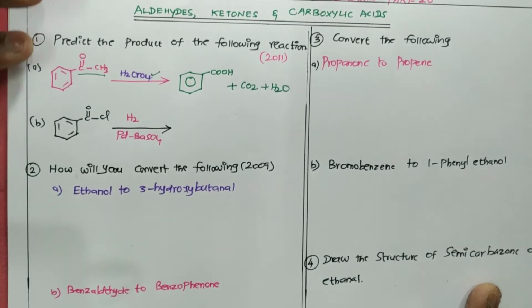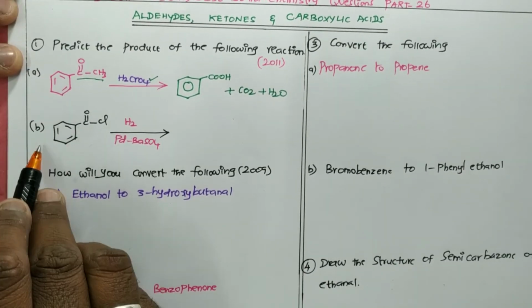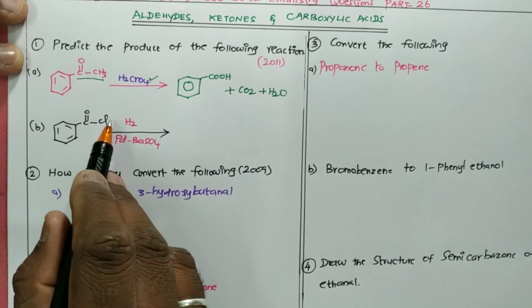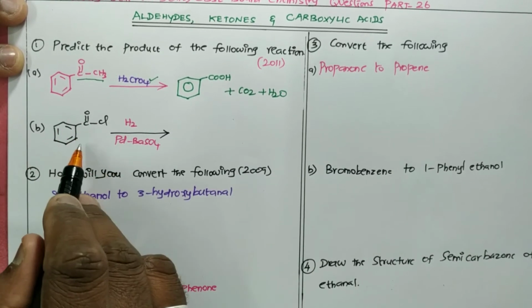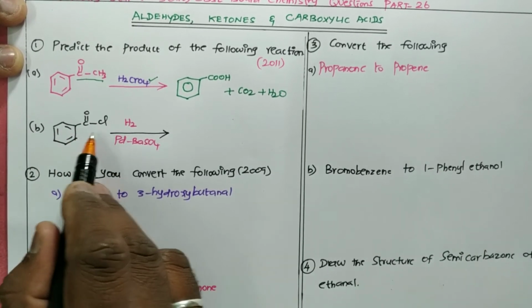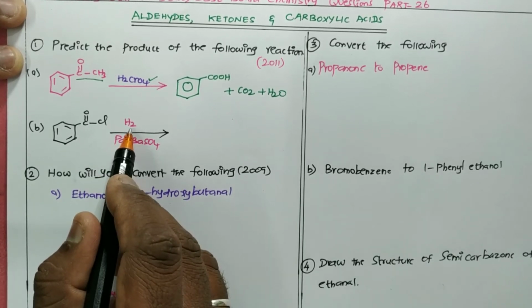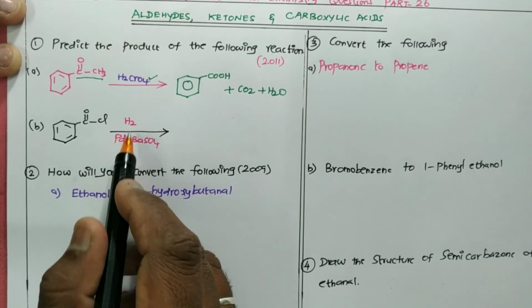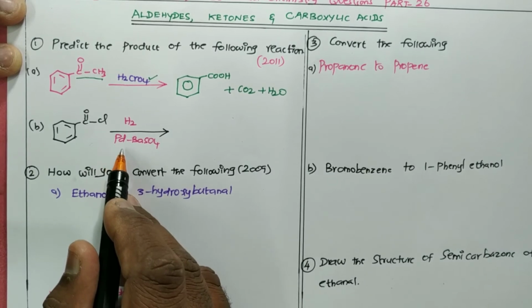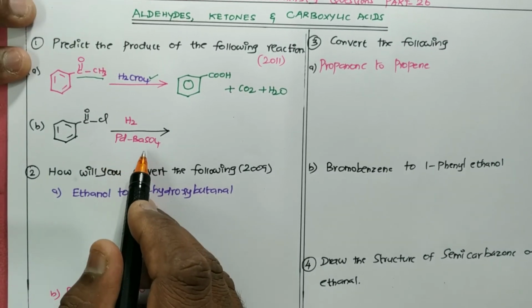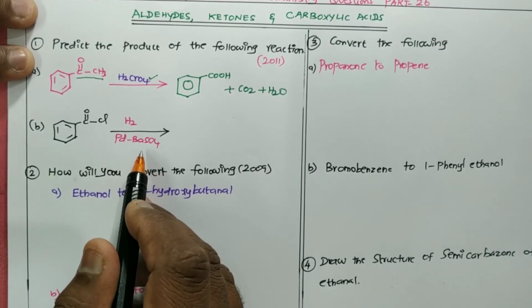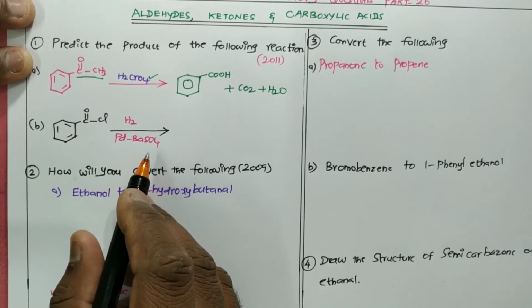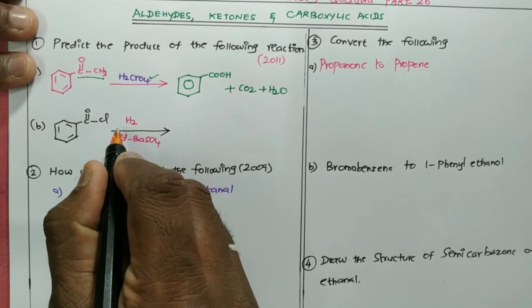The second question is the first question, subdivision 2. Here benzoyl chloride, that is an acid chloride, will be given. The chloride will be reacting with H2 in the presence of palladium. The palladium will be acting as a catalyst. Here barium sulfate will be acting as a poison to avoid further reduction. That is what I will be getting as a product.